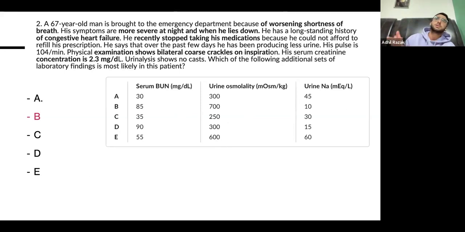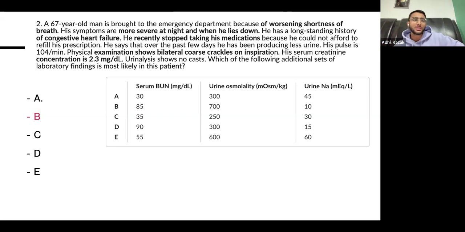aldosterone release because of increased RAS system activation. So there's increased serum urea absorption, so you have the very high number, which is 85 in here, because of the high absorption. And urine osmolality is also increased in this patient because of the water retention, because the kidneys sense less fluid in the body because of the less fluid being flowed.